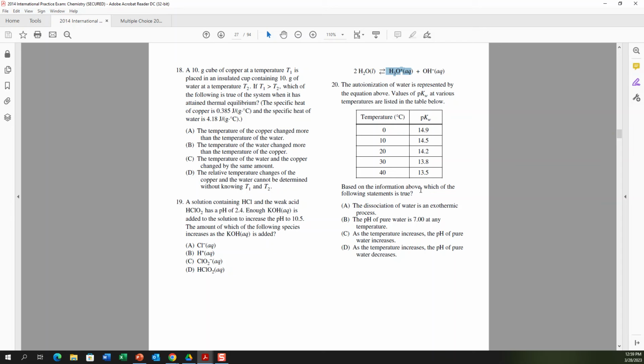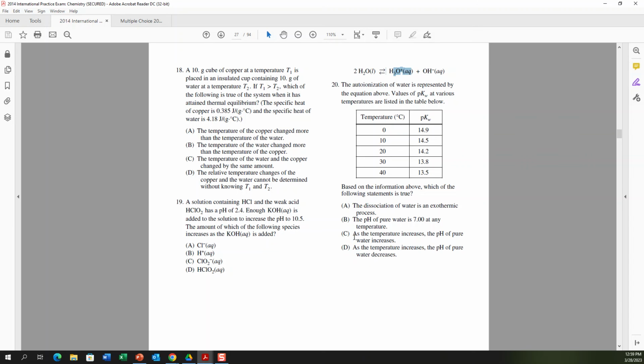So based on the information above, which of the following statements is true? As temperature increases, the pH of pure water decreases. Remember, we got to be careful about this. You're getting more hydronium, which means it's more acidic, which means pH decreases. So the answer is D.